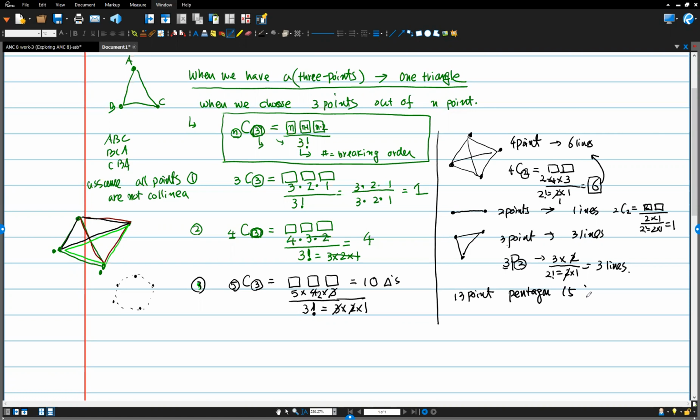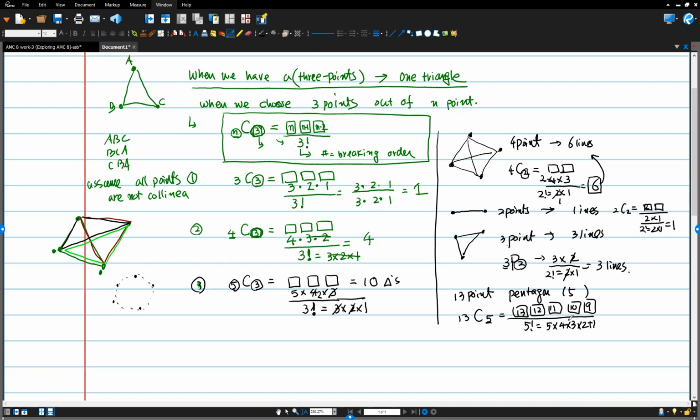A pentagon has 5 sides. 13 choose 5 points gives us 1 pentagon. So this is the 5-point combination: 13 times 12 times 11 times 10 times 9, divided by 5 factorial. 5 factorial equals 5 times 4 times 3 times 2 times 1.